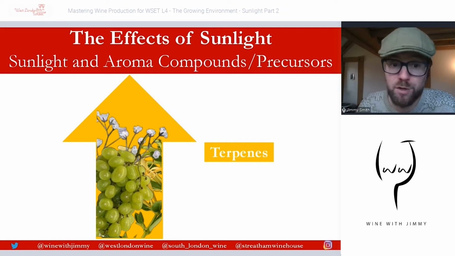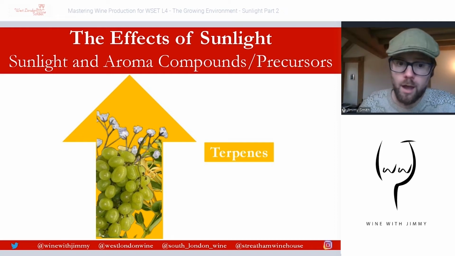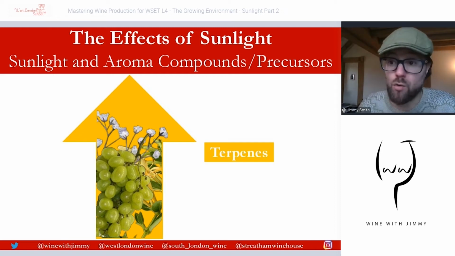So we know that an increased amount of sunlight will increase the volume of favorable precursors and compounds, such as terpenes, which we have here, which provides some grape varieties with the grapey and floral characteristics, very classically like muscat, for example. So that's what you've got in this picture, grapes and lots of floral characteristics in there. Types of terpenes are things like geraniol, which is what gives the rosy characteristic, and that comes through in the fermentation. And some varieties have very high amounts of that specific terpene.